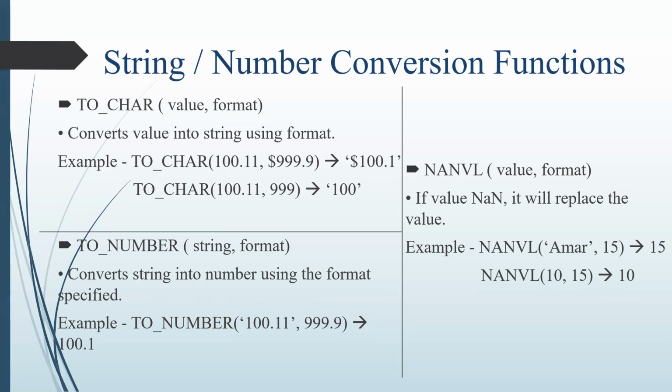Next is NVL, not a number or valid number. Here it will replace the value if that value is not a number. So in the first example you see, Amar is a string. It's not a number, so it will replace Amar by 15 and we'll get the output as 15. Whereas in the second example, 10 is a number, so it will not replace 10 with 15. So we'll get the output as 10.